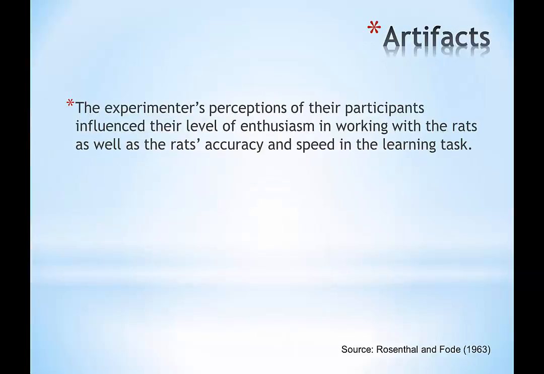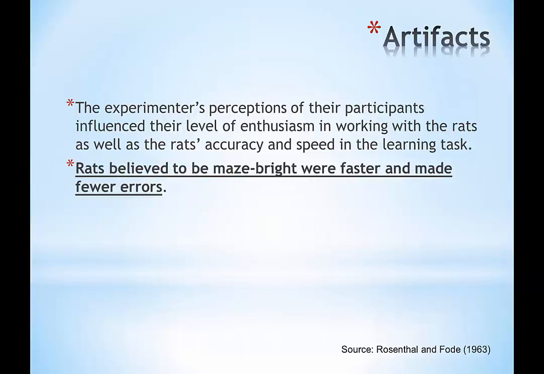Now, interestingly, it's the experimenter, their perception and their treatment, whether purposeful or accidental, that influenced the level of enthusiasm with the rats, as well as the rats' speed and accuracy in learning the task. The rats in the maze bright condition not only made the turn faster in the T maze, but they made fewer errors. You can imagine you go down the wrong way, that's one error, then you go back down to the stem, that's two errors. There are multiple ways to make an error, even in a pretty simple T maze. The experiment was really about what the students were told about their rats.